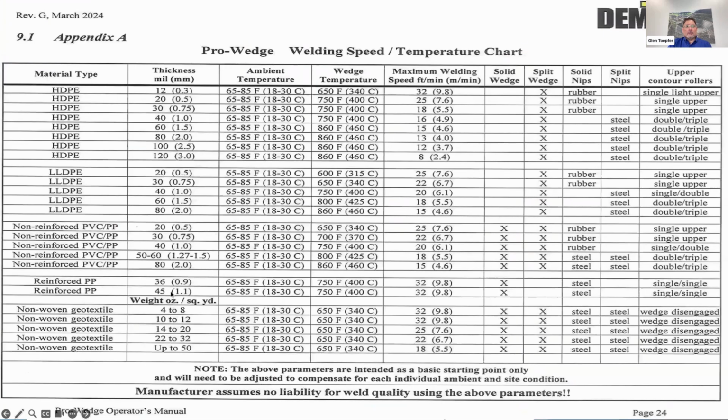And then Demtech was another one where we found information available. And they also have the same thing for LL, HD, different materials, and their welding speed and temperature. Oh, temperature and speed there. Excuse me.